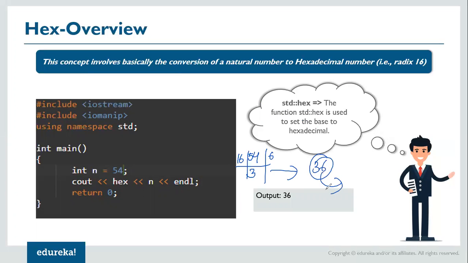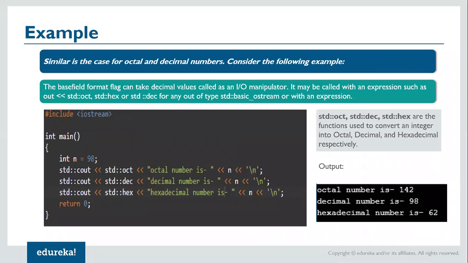And if I have to convert it back to a decimal number, or rather to the base 10, what I do is I take this number and I say 16 to the power 0 into 6 plus 16 to the power 1 into 3, which translates to 54 to the base 10, right? So this is how we do hexadecimal conversion from decimal number to hex number. We have some inbuilt functions to perform these operations for us. You don't have to evaluate it. Let's move on to the next slide and see some other examples.